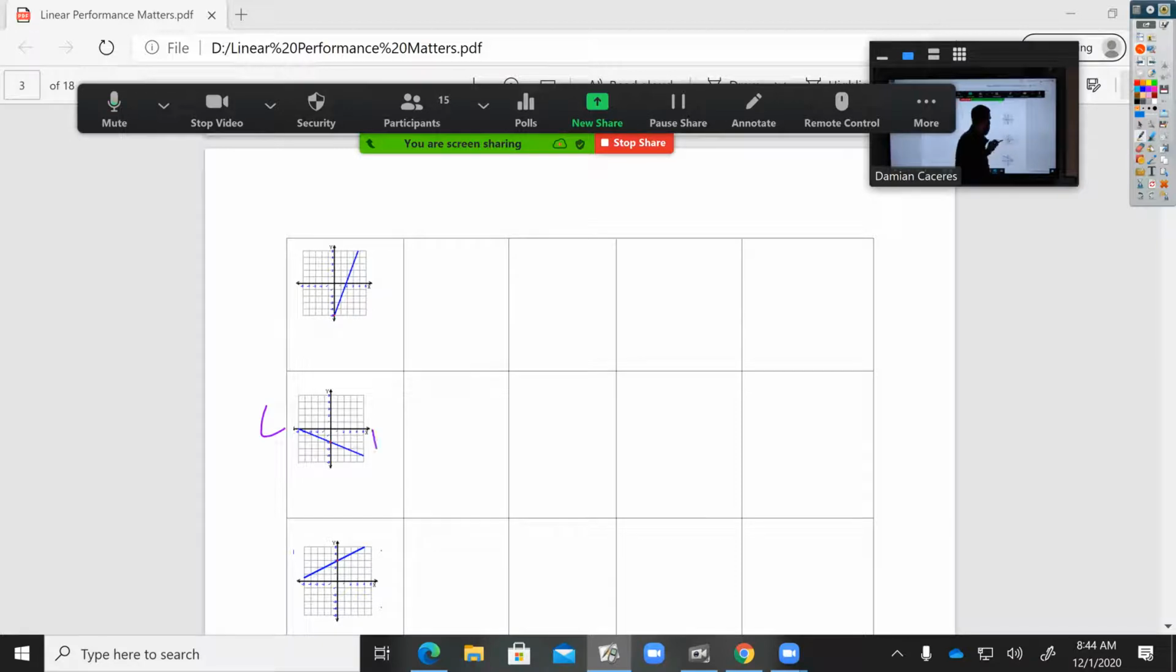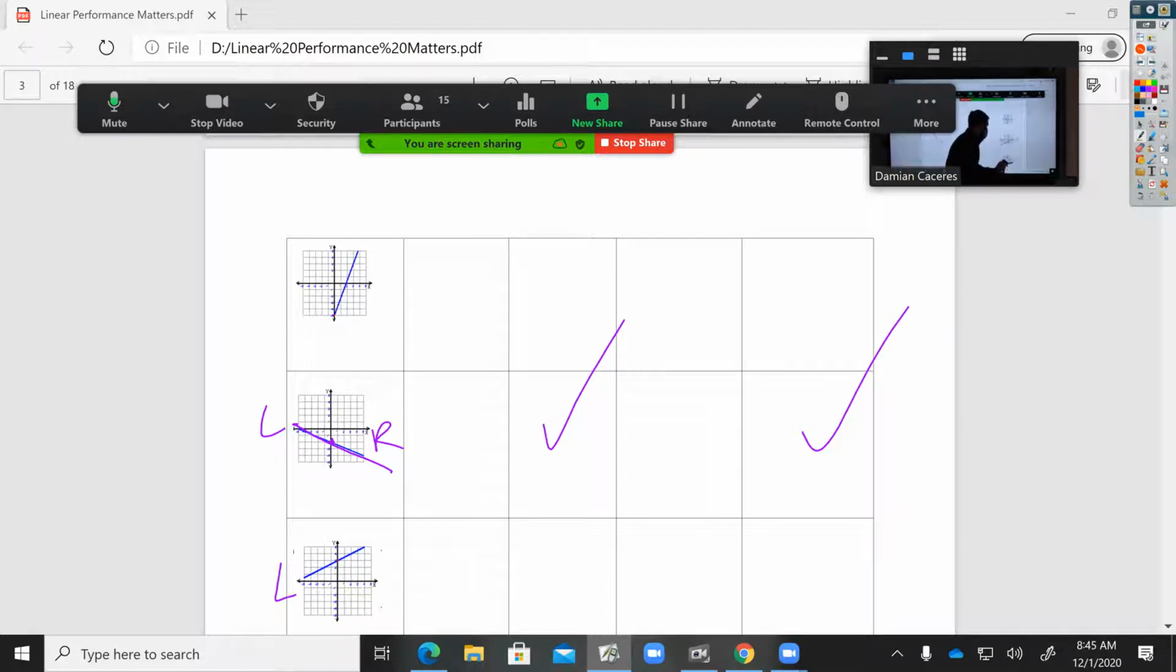So from left to right, this line is going down. So we have to check negative slope on that one. And it touches the y-axis on -2. That's a negative y-intercept, so you would select negative y-intercept here.